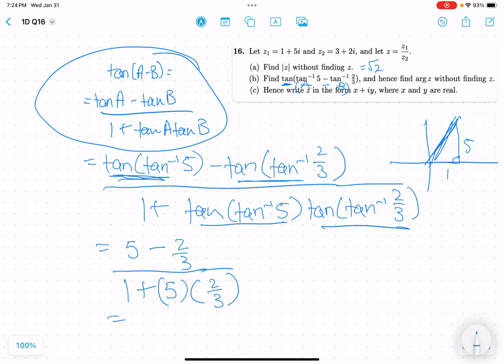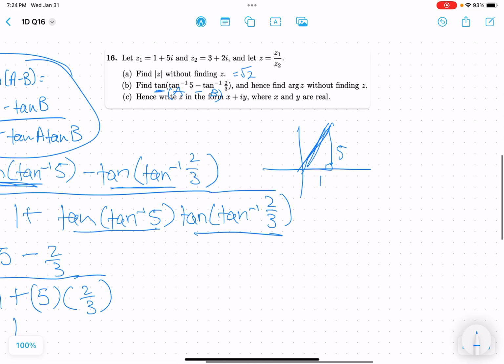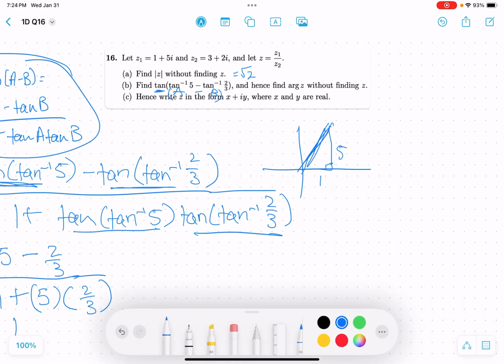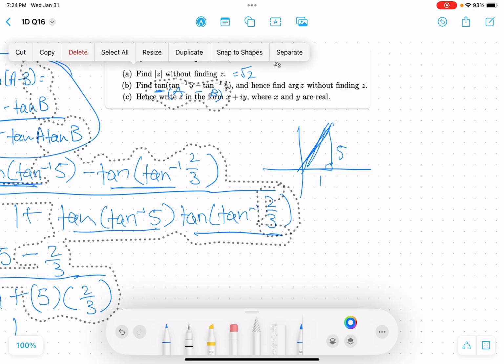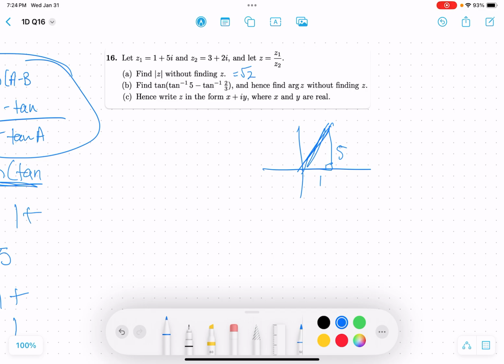So you can do that in your calculator, but you should get a 1 for that one. 13 on 3 over 13 on 3. So we know the answer to that is 1. So if I come back here, I'll just put a little 1 here. Okay, so that is equal to 1.